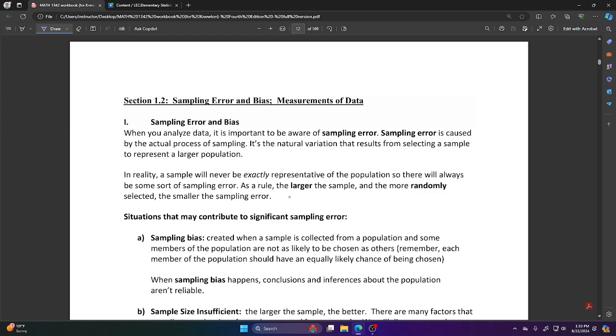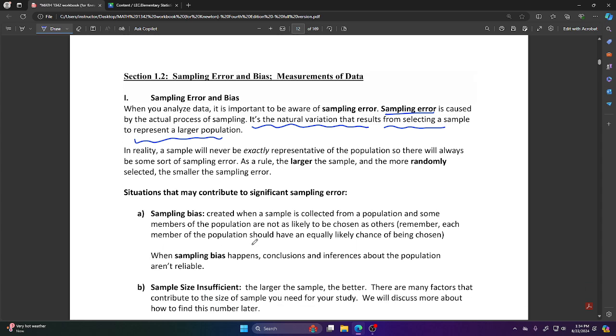Some things though, and I've been reading through this a couple times today, just so I'm ready. Sampling error is actually a pretty important definition, and the main thing is this natural variation in results selected from a sample. So later on in the homework, they're going to say, what is a sampling error? It's just going to be like a homework problem. You click that answer and you move on. So sampling error, natural variation.